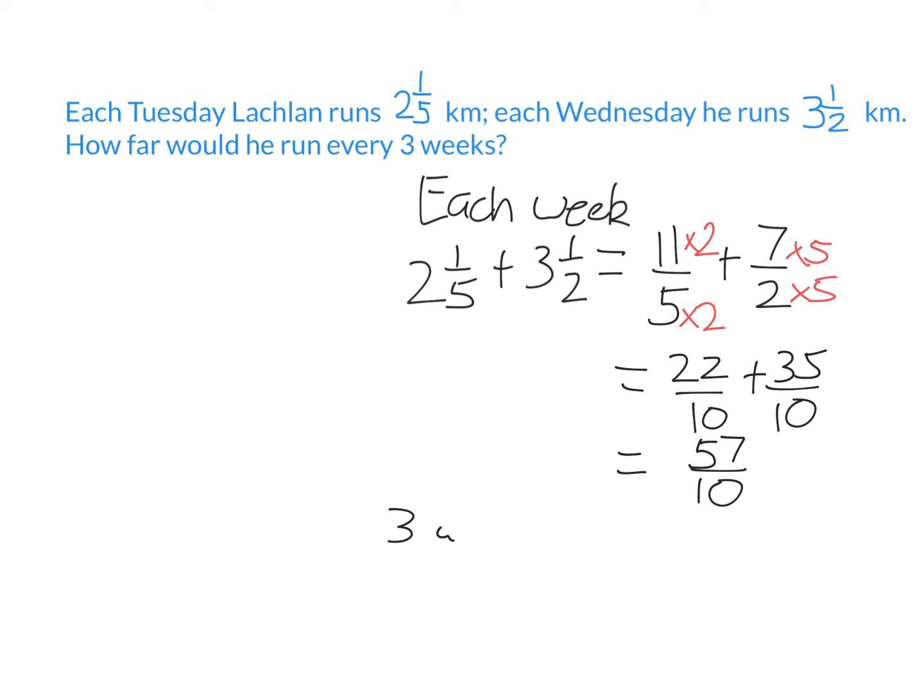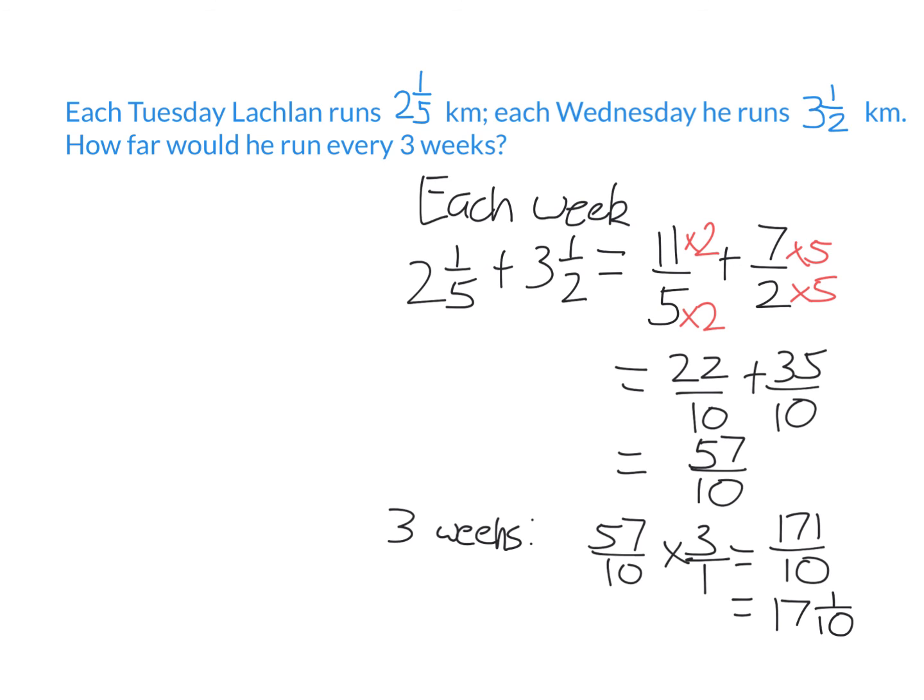So in 3 weeks, he would go 57 over 10 times 3. So remember, when you're timesing by a whole number, you write the whole number over 1. So I know it's not easy to do, but 57 times 3, just go 50 times 3 is 150, 7 times 3 is 21, it's 171 over 10. Now, making this a mixed number, how many times does 10 go into 171? Well, that's obviously 17, remainder 1. So he goes 17 and 1/10 of a kilometre every 3 weeks, and then we're done.